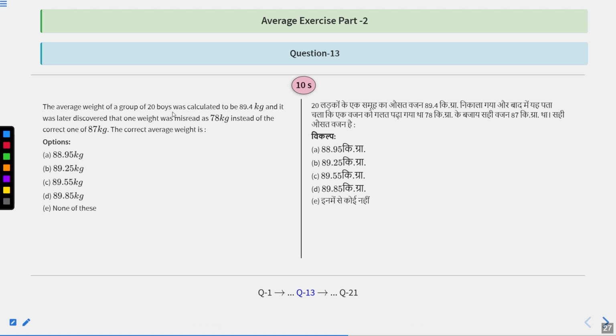The average weight of a group of 20 boys was calculated to be 89.4 kg, and it was later discovered that one weight was misread as 78 kg instead of the correct one of 87 kg. The correct average weight is? You have 5 options and 10 seconds to analyze the question. Your time starts now.